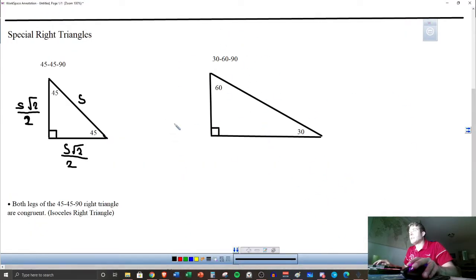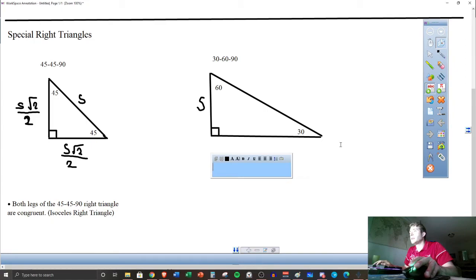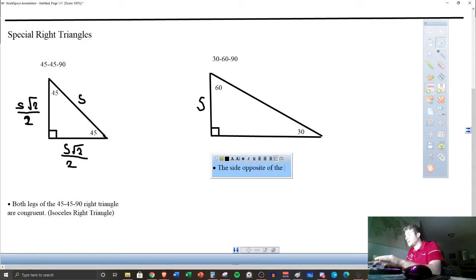So for the 30, 60, 90, we're going to put the S here. That side length is always going to be opposite of the 30-degree angle. So we're going to put another bullet point and say: the side opposite of the 30-degree angle is always length S. Okay?